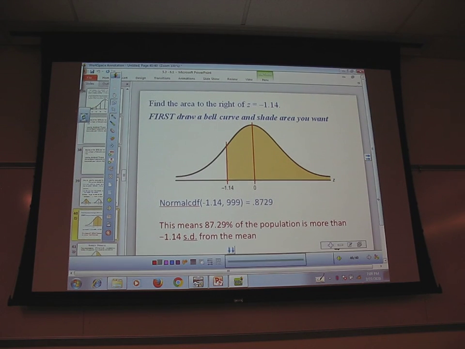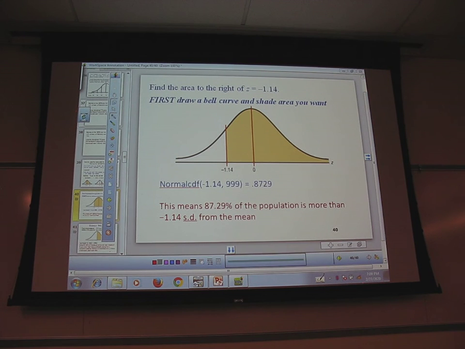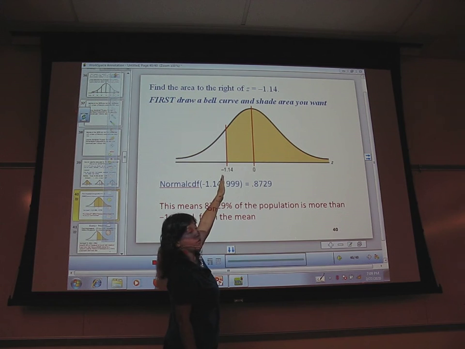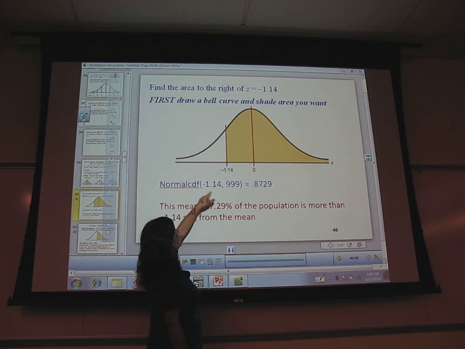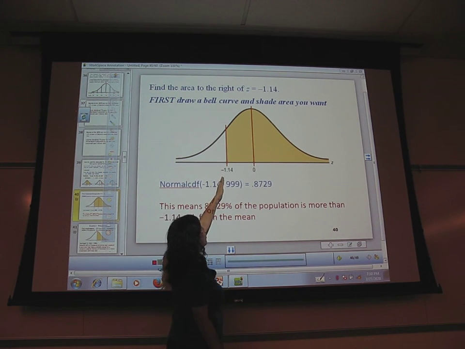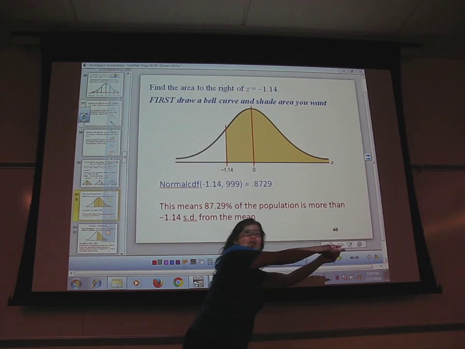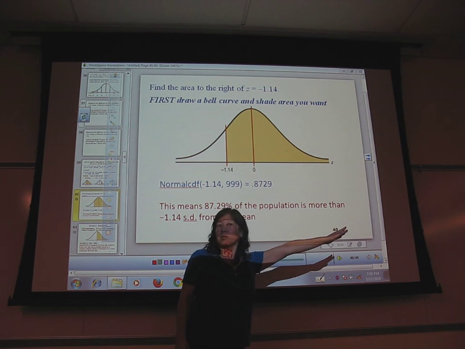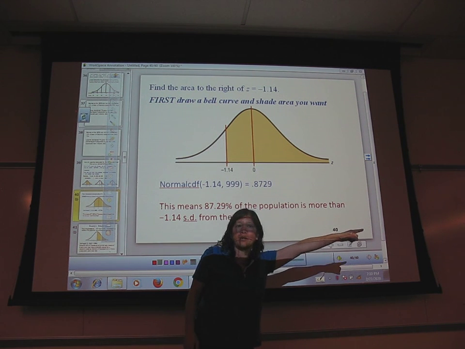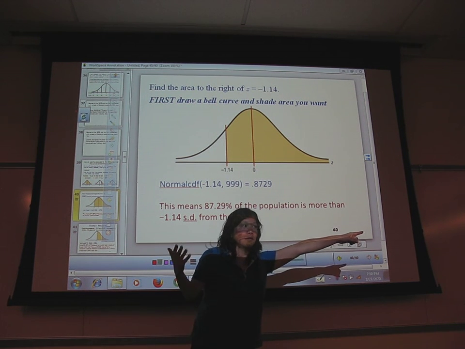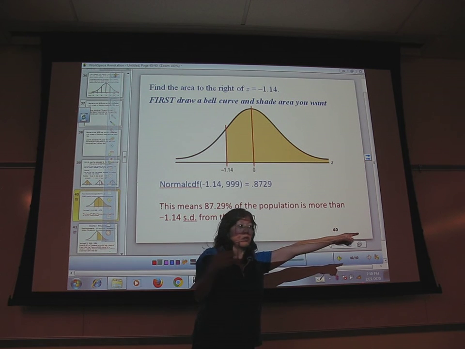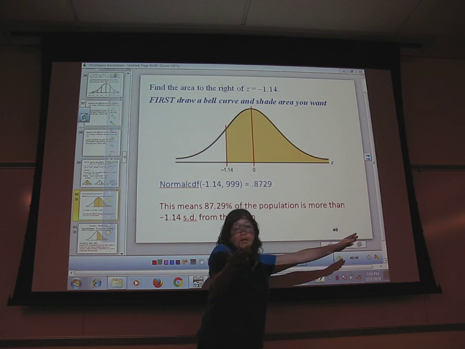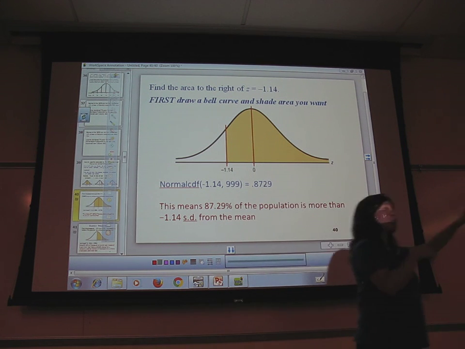So, right, if I want to find the area to the right of a z-score of -1.14, I do normal CDF of -1.14. And what's the z-score way, way, way over there? What's the z-score way out that way? What's the number way out that way? In a number line. What's the number way over there in a number line? 99. Infinity. Right, infinity is way over there.